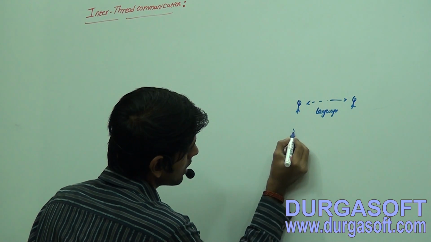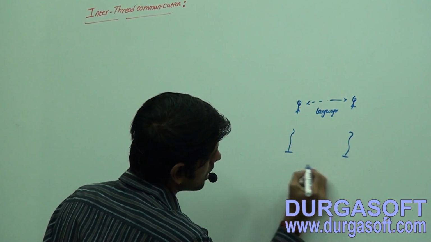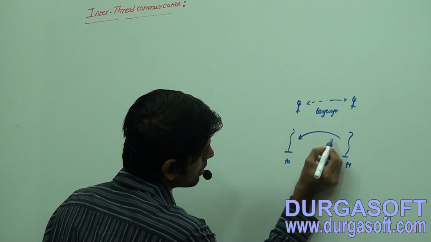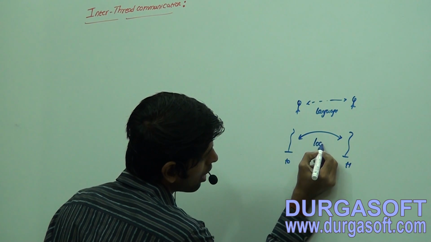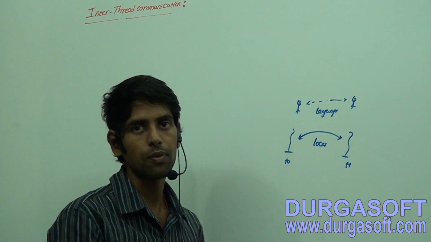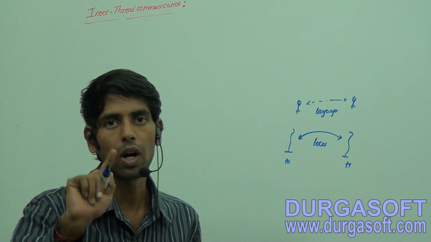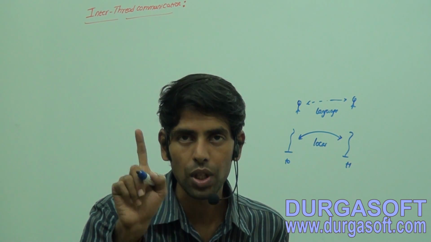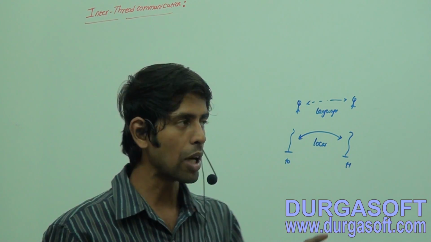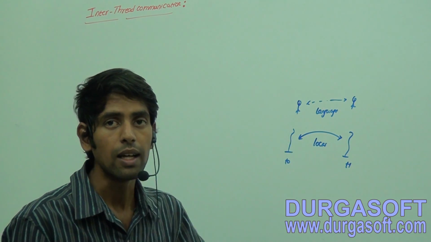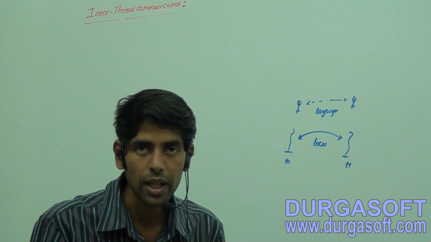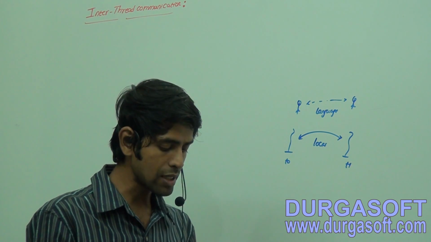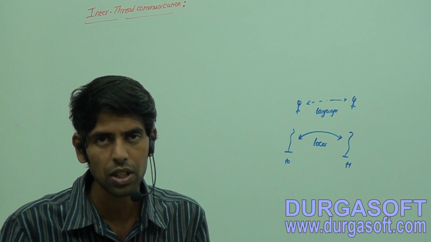But how can two threads communicate with each other? Let it be thread 0 and thread 1. By using locks. Whatever the lock is, if it is an instance lock, it is only one lock. If it is a class level lock, it will be available only one and also unique for each and every class. So by using these locks only, our threads are going to communicate with each other in our Java programming language.